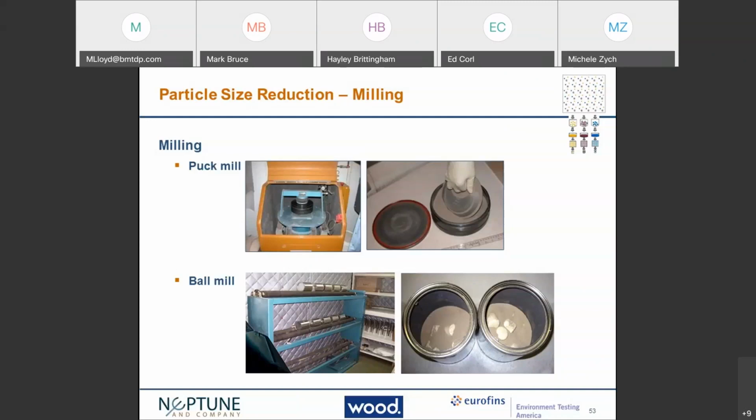So when we're choosing the milling equipment, we want to consider, well, what analytes are we talking about? What are their concentrations of interest? What are the mill materials that are being used, because it is an abrasive process. So some of the mill materials do end up in the sample. And then what is the final particle size that we need?